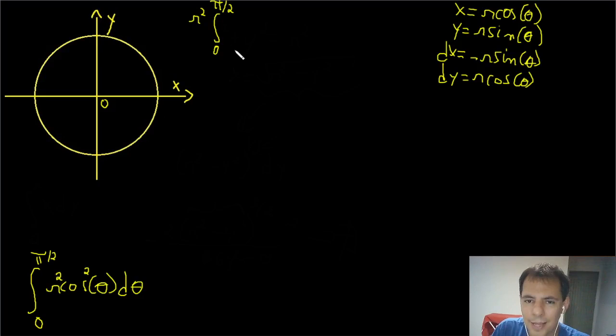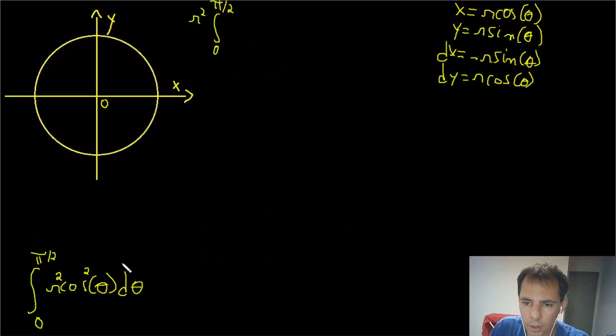Now, that's not going to work either. Why? Because what you have here is a squared, and this squared is going to be the outer function. The cosine is the inner function, but the variable is d theta. So the variable of integration is related to the inner function, not to the outer function.